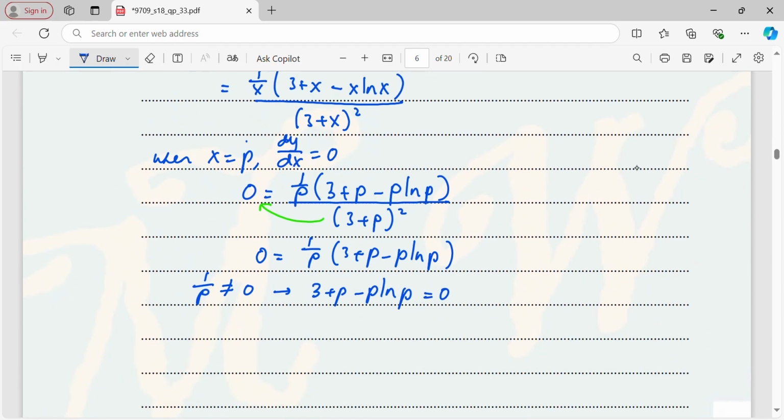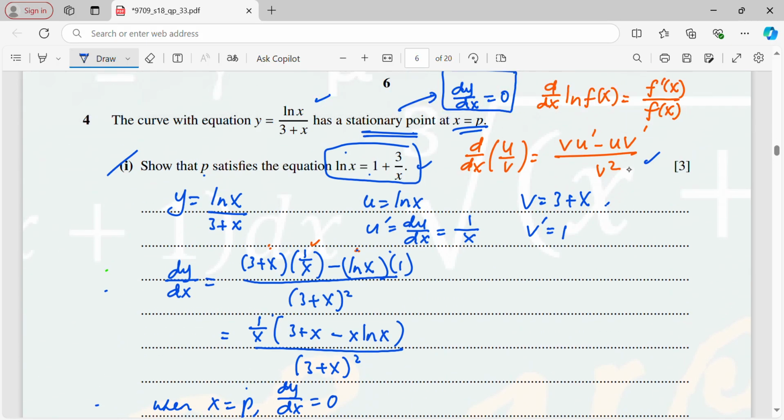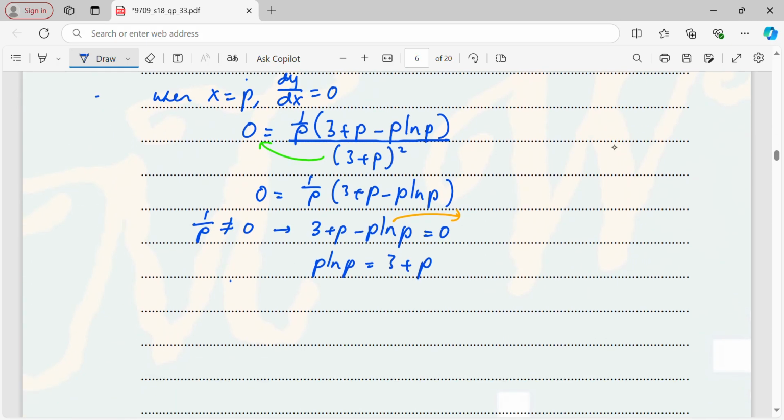That means now the minus p ln p will be moved to the other side. So I will get p ln p equals 3 plus p, because we are just moving the minus p ln p to the other side. The 3 plus p remains on the left side, but now I will write it on the right side. Okay, and when you look at the question here, I need ln x. So that means I have to divide the whole equation by p to get ln p equals 3 plus p over p. So now I will split it into two terms. That is 3 over p, and p over p will be 1.